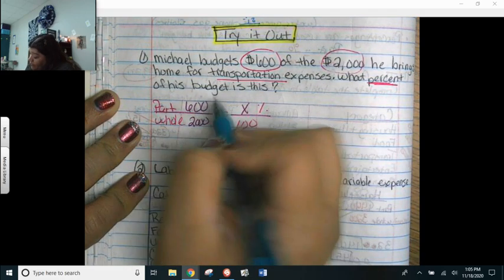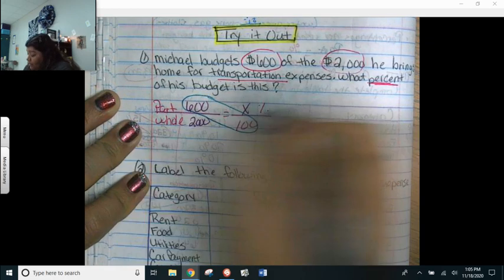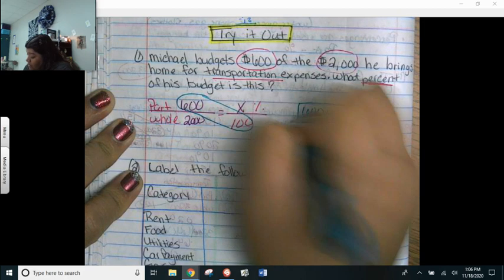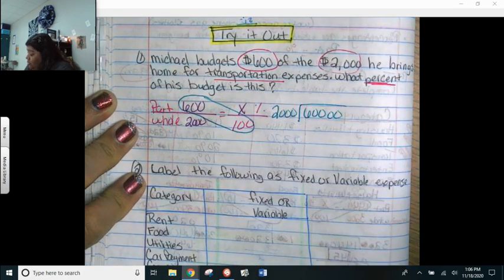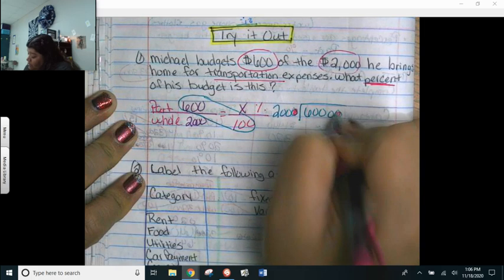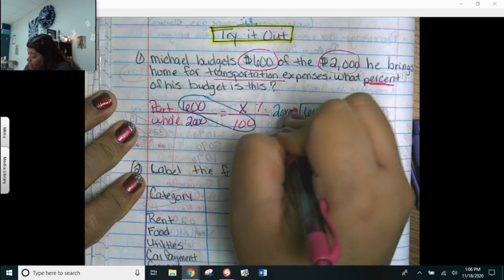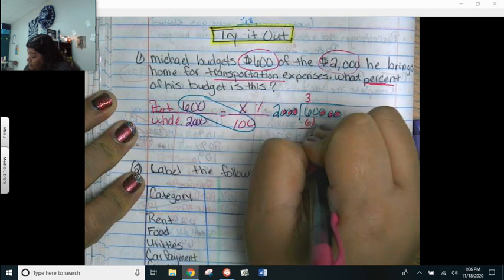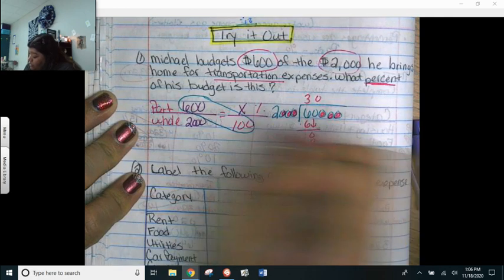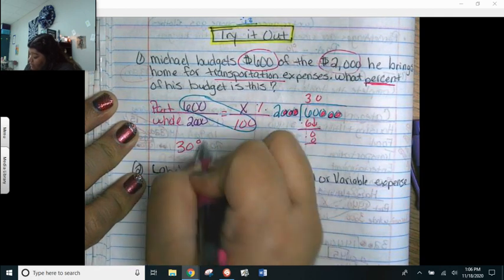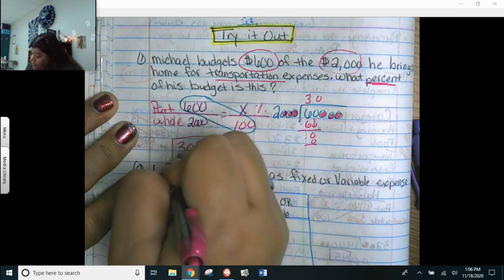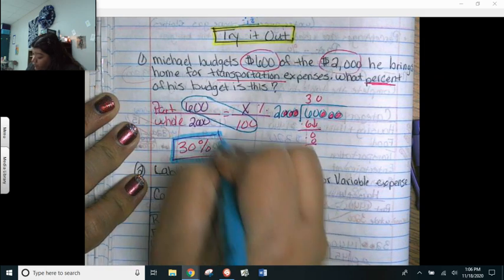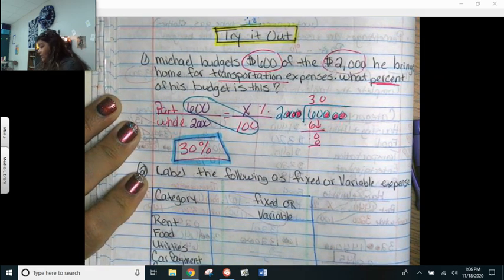So let's see how you did. I would have definitely simplified there, but 600 with 2 zeros divided by 2,000. Oh, 1, 2, 3. 2 goes into 6 3 times. I just have 1 0 left over. So you should have budgeted that his transportation takes up 30% of his budget. 30% of his budget goes to transportation.